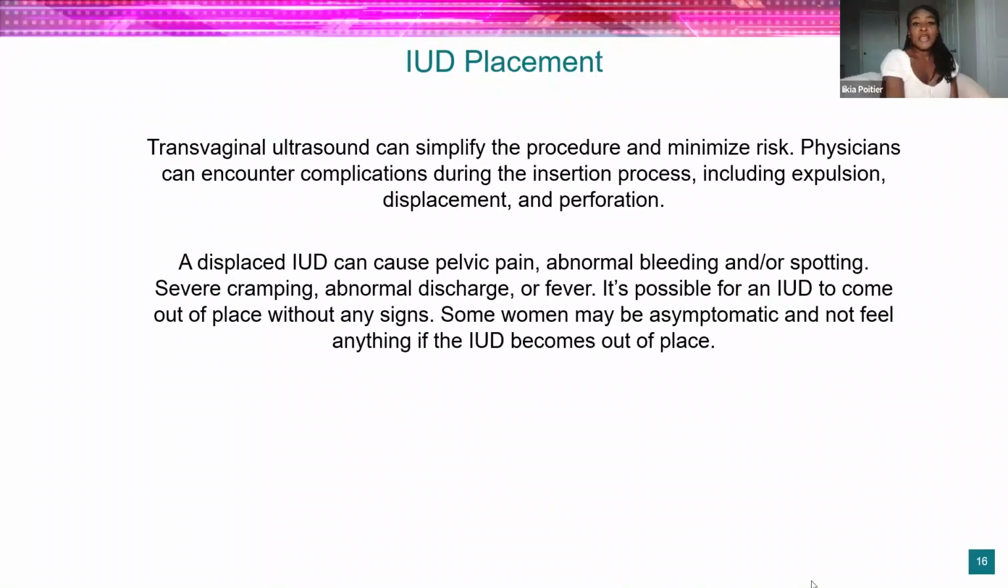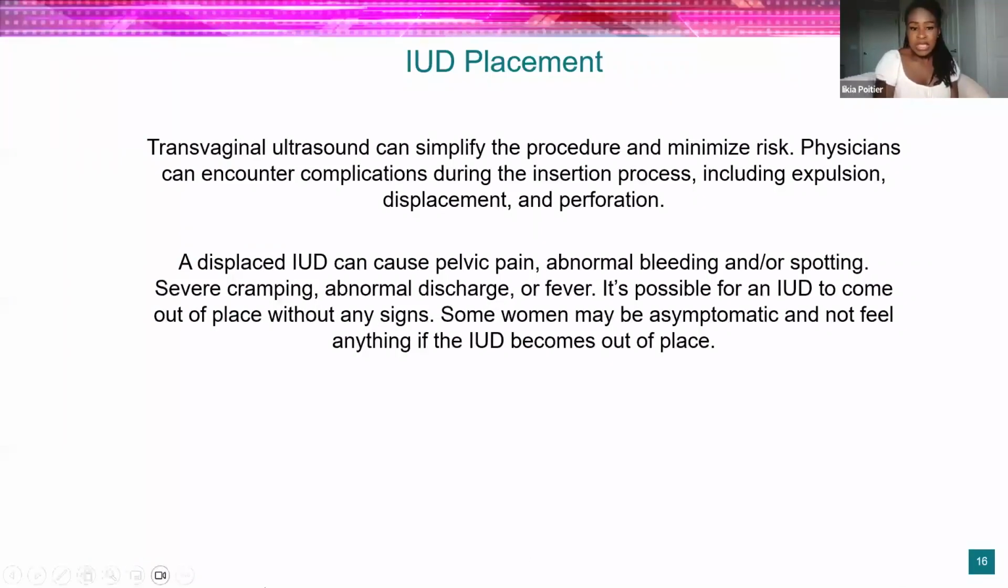IUDs. So for IUD placements, transvaginal ultrasounds can simplify the procedure and minimize risk. Physicians can encounter complications during the insertion process, including expulsion, displacement, and perforation. A displaced IUD can cause pelvic pain, abnormal bleeding and or spotting, severe cramping, abnormal discharge, or fever. It's possible for an IUD to come out of place without any signs. Some women may be asymptomatic and not feel anything if the IUD becomes out of place.